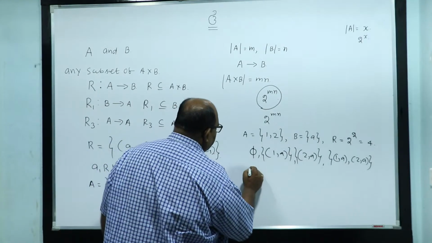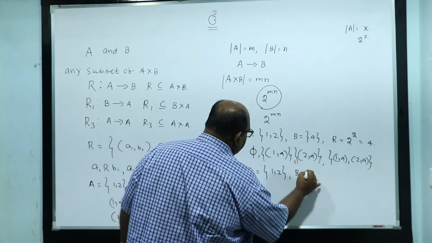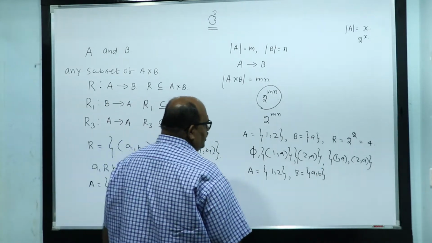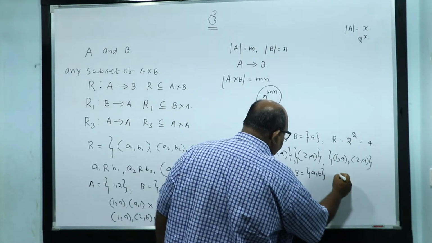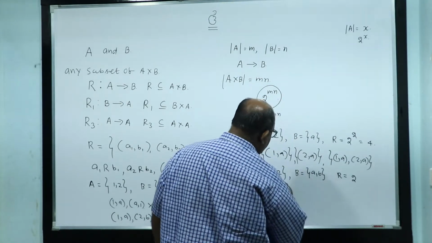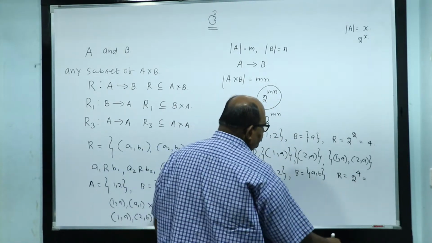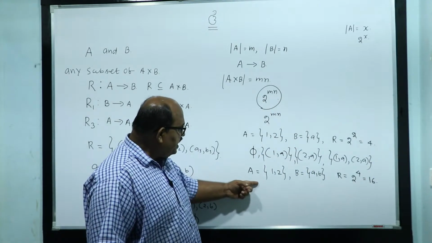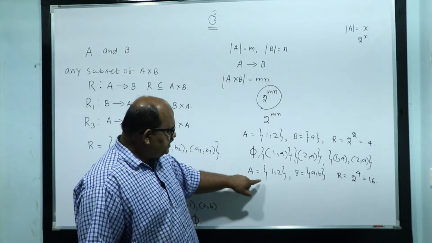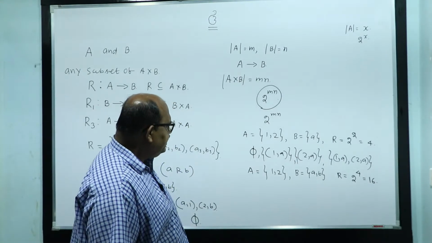Similarly, take another example: A is equal to {1} and B is equal to {a, b}. Here, what will be the number of relations? According to the formula, the number of relations here will be 2 to the power 2 into 2, which is 2 to the power 4. 2 to the power 4 is equal to how much? 4 into 4 is 16. Here we can write 16 relations. Try to write the 16 relations for this case. Then refer to the note where I have given all the 16 relations.